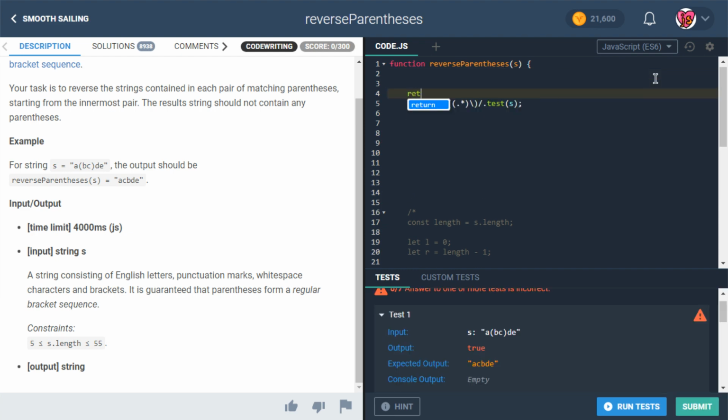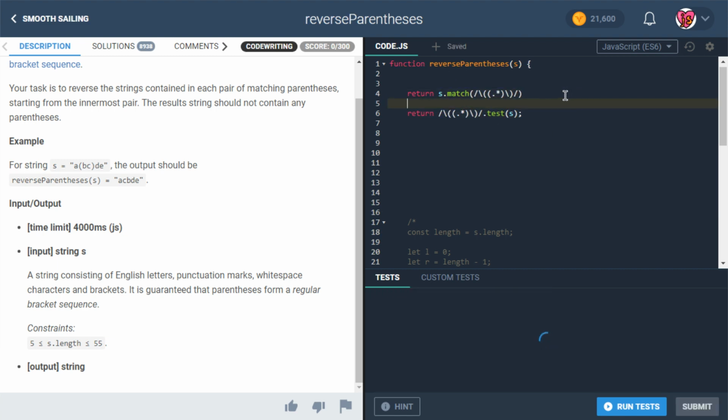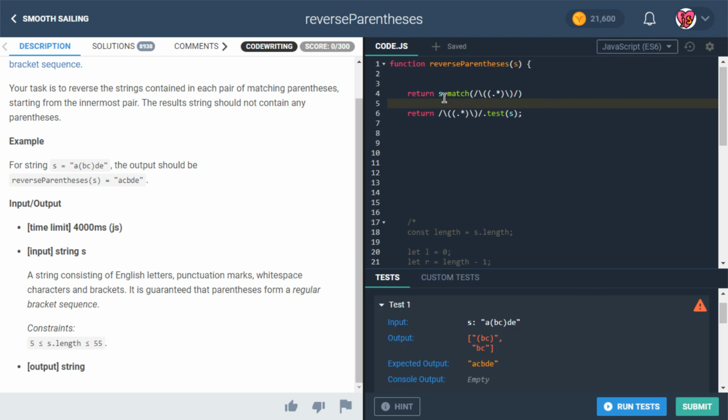But we could also do something like s.match and then put our regular expression in there. So I'll copy that, pop it in there, and we'll run that. And you'll notice that's giving us pretty much the exact same thing as what we had before. So whether we want to use exec on the regular expression, whether we want to use match over here.